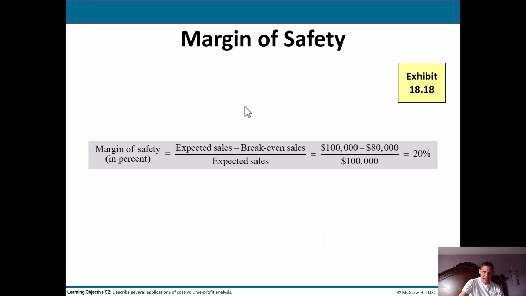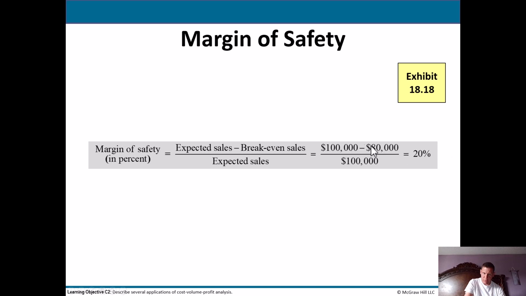Okay, margin of safety, next thing up. Margin of safety is very simple, a logical corollary to break-even. Think of margin of safety as how high above the break-even point you are. In this sense, you could postulate that the higher the better, right? Margin of safety in percentage, we simply take the expected sales, subtract the break-even sales, and then divide by the expected sales. So you can see 100,000 expected minus 80,000 break-even, divided by 100,000, gives you your 20%.